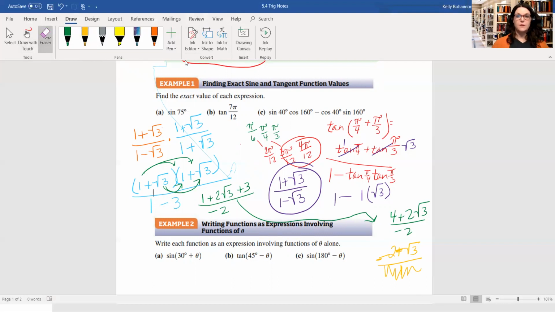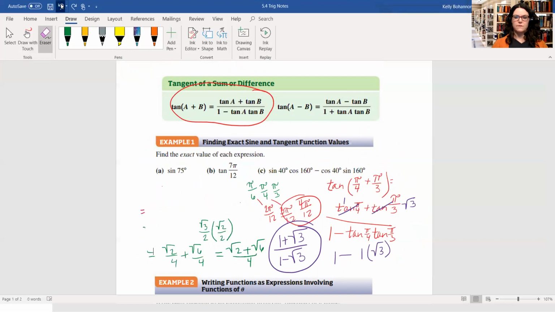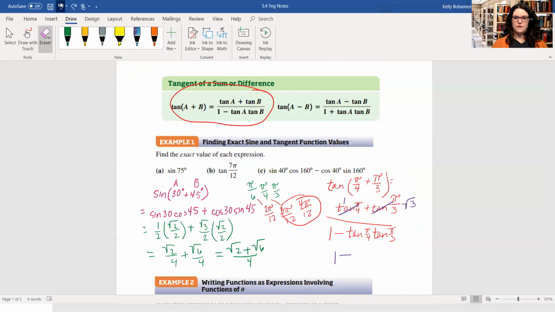And that one was a little bit more complicated than the ones we did previously, only because we had to rationalize that denominator. But other than that, the whole plugging in and actually using the identities part's not that bad. All right, so I'm going to erase some of this stuff, and then we're going to do C. Obviously, C is using the sum difference identity.